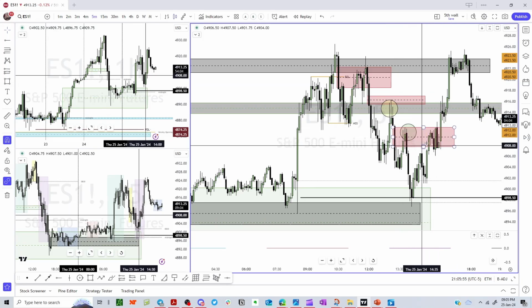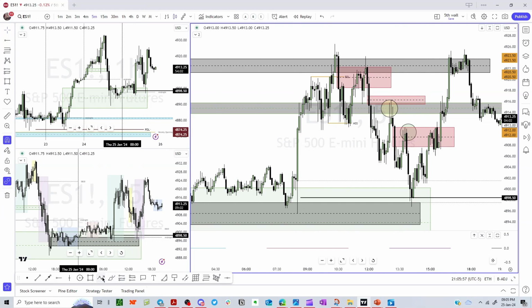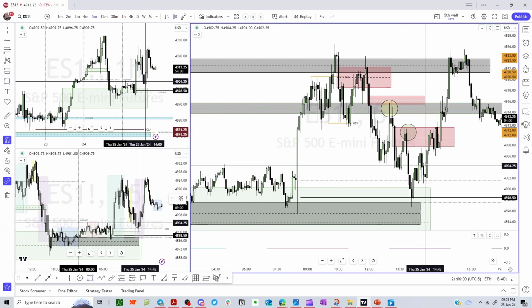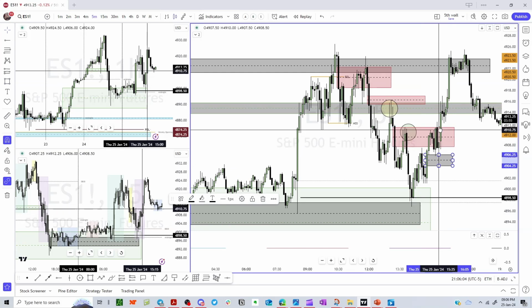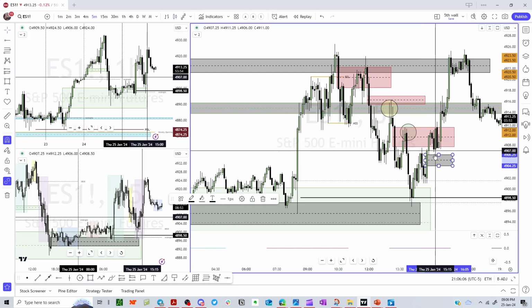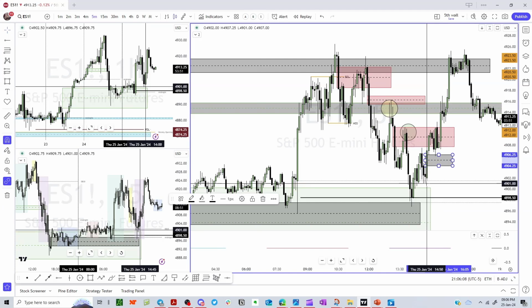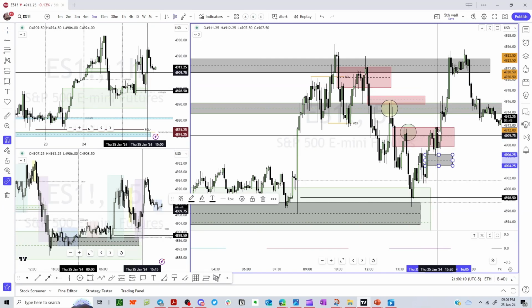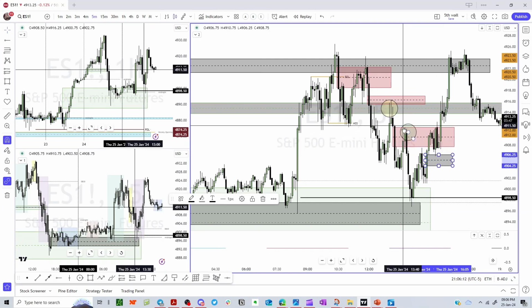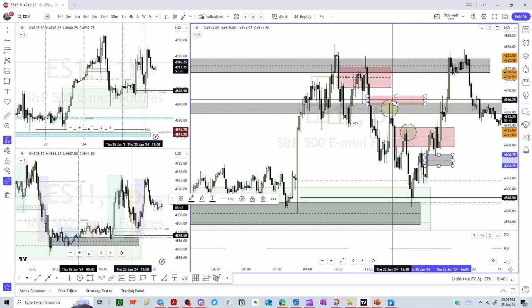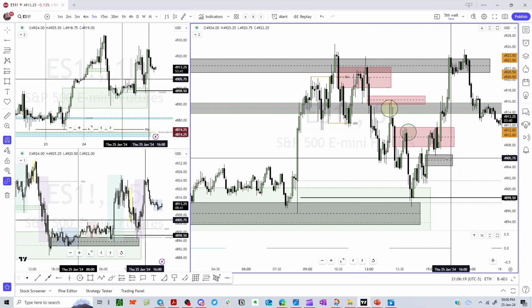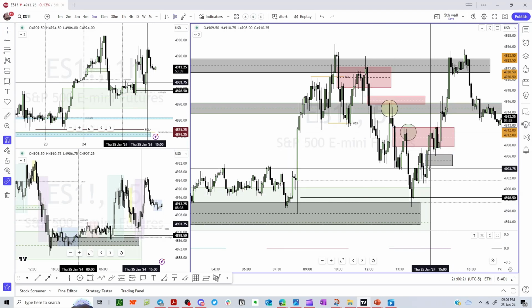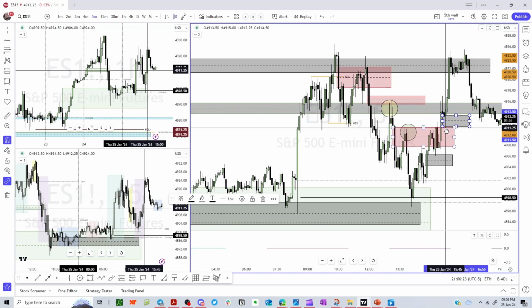Now this is an inverted fair value gap. In any case, you could have got in right here. That's your entry long. It never came back down once you entered. This would be your stop loss down here. Here's your entry, and target this, then target this high. So you would have missed that. Could have got in there. You would have missed that one.